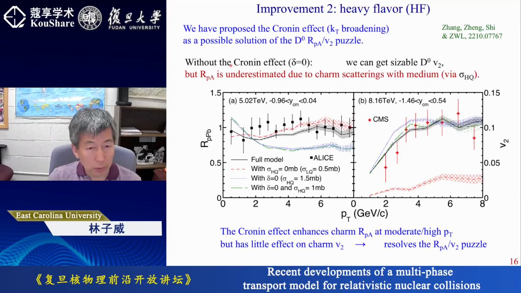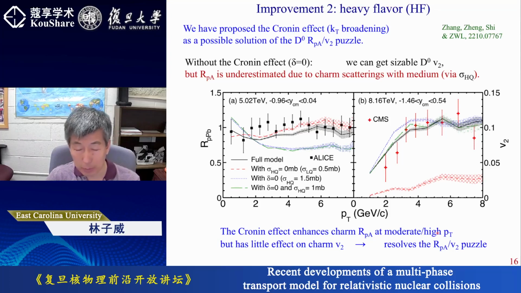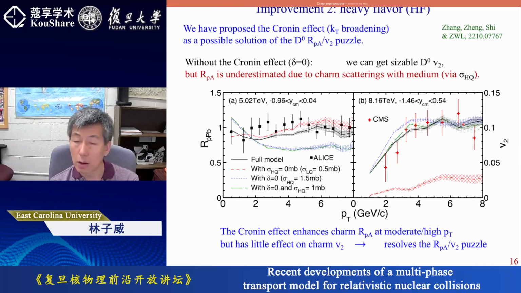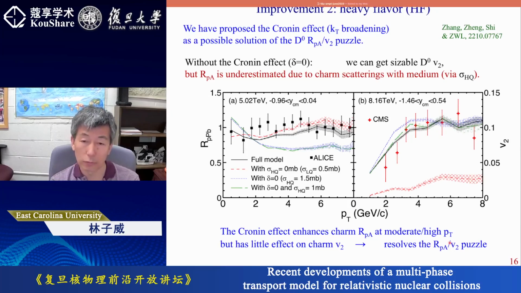And we realized that if you put in a strong enough Cronin effect, or this so-called kT broadening, then with the Cronin effect, these curves for the R_pA will be enhanced to these two curves, which is more or less consistent with the R_pA data. Because the Cronin effect is a momentum broadening in the initial stage, even after the heavy quark scattering in the parton phase, the broadening will enhance the R_pA at moderate to high pT, which will enable you to describe the R_pA. And the Cronin effect turns out to have little effect on the charm v2. Therefore, the R_pA and v2 puzzle for D mesons can be resolved if you put in a strong Cronin effect.